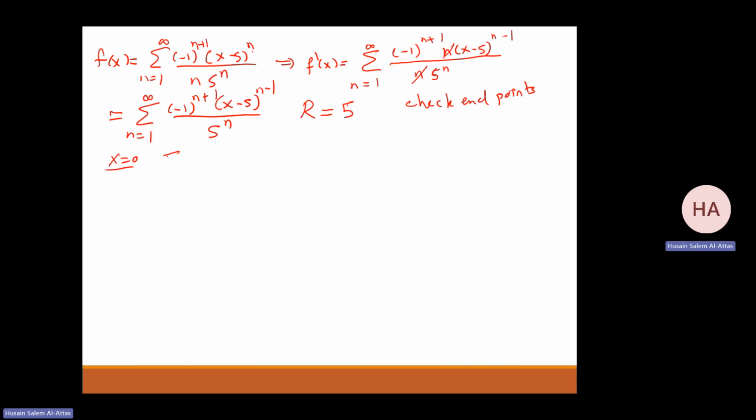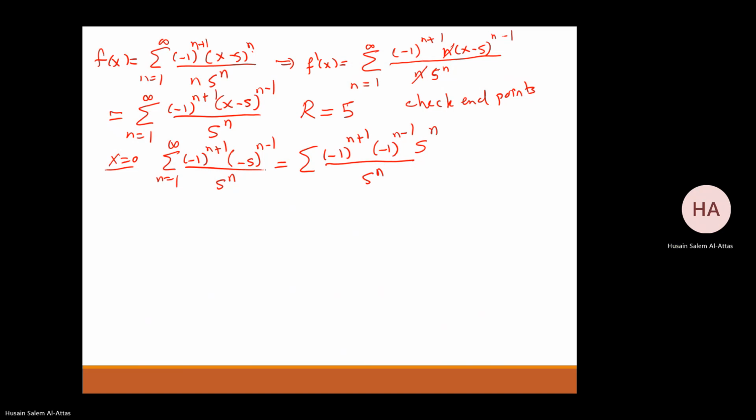But let me, just for completeness, show it to you. That will be what? Minus 1 to the power n plus 1, and I have minus 5 to the power n minus 1 over 5 to the power n. That gives me minus 1 to the power n plus 1 times minus 1 to the power n minus 1, times 5 to the power n over 5 to the power n. Yes. So this is cancelled. So I have what? Minus 1 to the power 2n, which is 1. So I have the summation of 1, which diverges. I know it diverges.